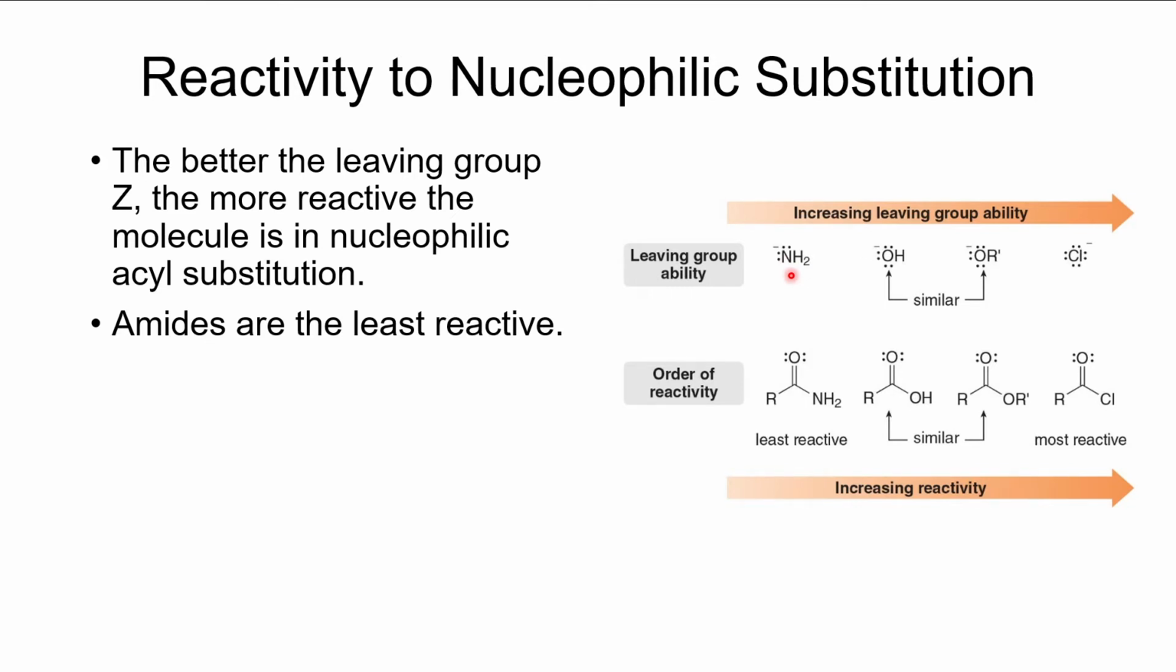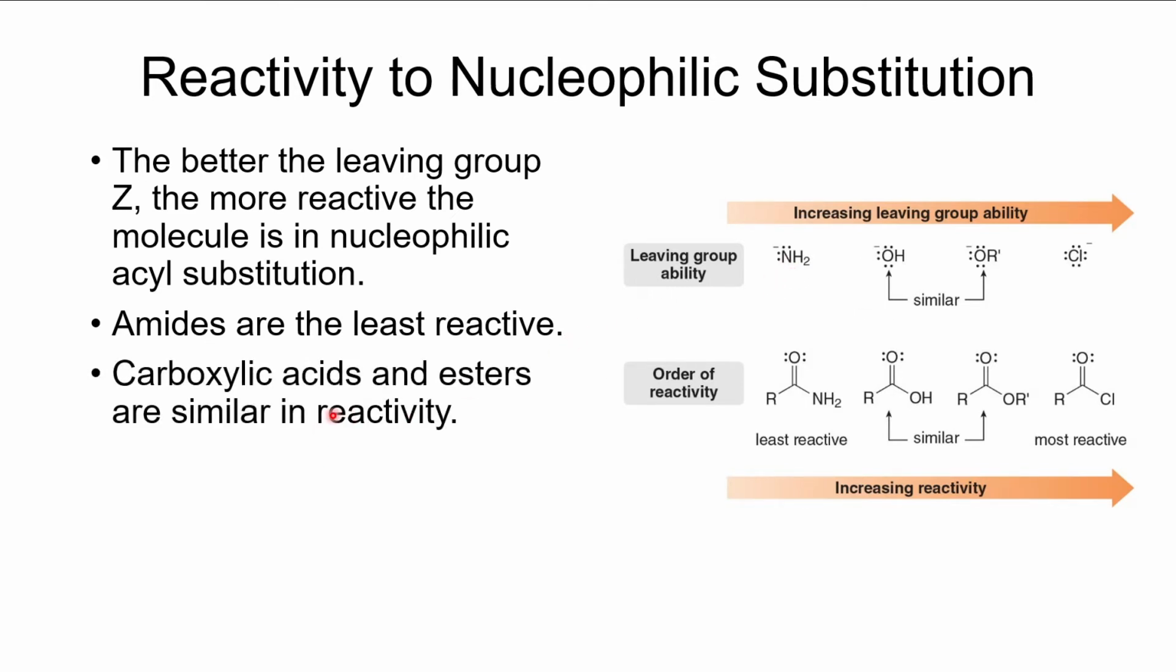poor leaving group. We'll find that carboxylic acids and esters are very similar in reactivity. We have a hydroxide or alkoxide as our leaving group, and so they're going to be somewhat more reactive, somewhat more capable of leaving. And then finally, acid chlorides are going to be our most reactive, and that's because chloride is such a good leaving group. With chloride being a good leaving group, it makes it possible for that substitution process to occur.